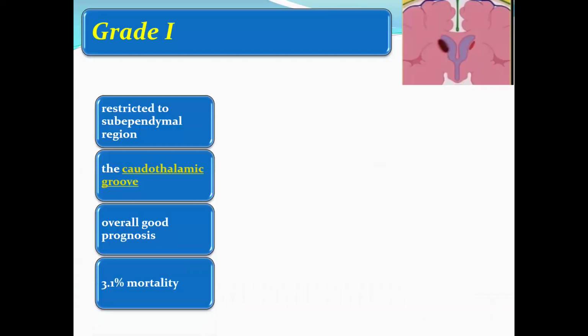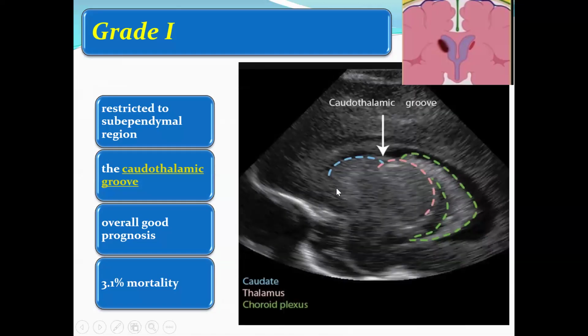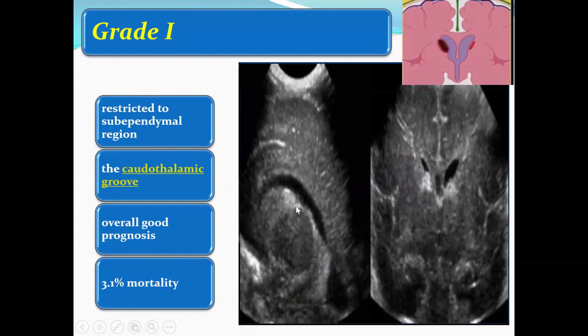Grade 1 is limited to the subependymal region within the caudothalamic groove, with overall good prognosis and 3.1% mortality. This is the normal caudate nucleus, this is the thalamus, and this is the choroid plexus. You can find an echogenic lesion anterior to the caudothalamic groove, and we have bilateral grade 1 germinal matrix hemorrhage.